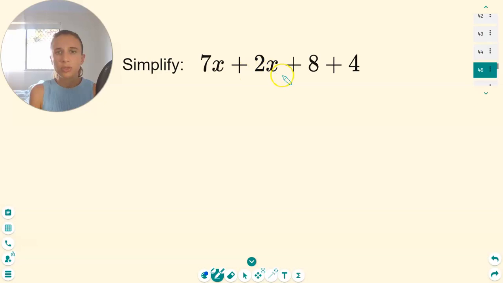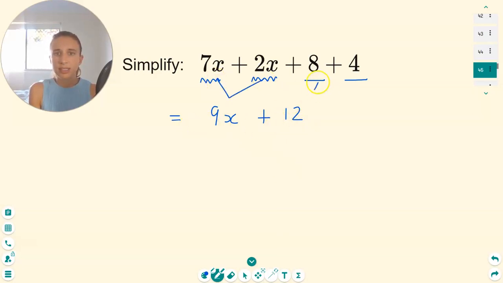Simplify 7x plus 2x plus 8 plus 4. All right. First thing to know is that you can only add like terms. So I can only add these and these. I like to underline the like terms in either zigzag or straight lines, just to distinguish them. So 7x plus 2x, well, that is 9x. 8 plus 4 is 12. As simple as that. You've simplified it. You've condensed it into this by collecting and adding like terms.